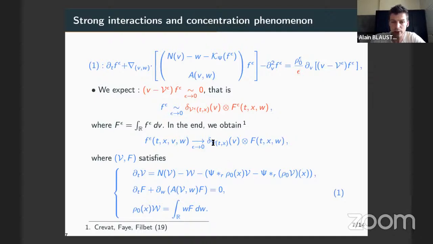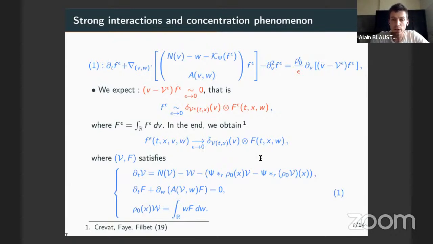And this couple capital V, capital F solves a nonlinear coupled system. V solves a reaction diffusion equation because you have this interaction term here, which is an integral term with respect to the spatial variable, and it is coupled with a transport equation which is solved by capital F. And I should mention that if you take the average, capital W of capital F, then the system capital V, capital W solves what I call the classical FitzHugh-Nagumo system.